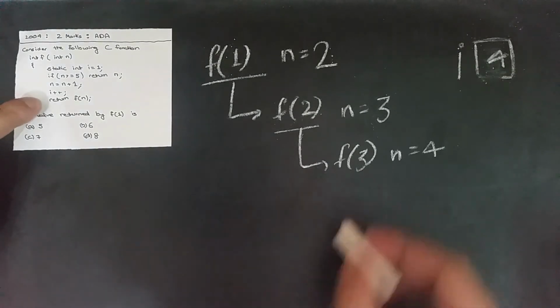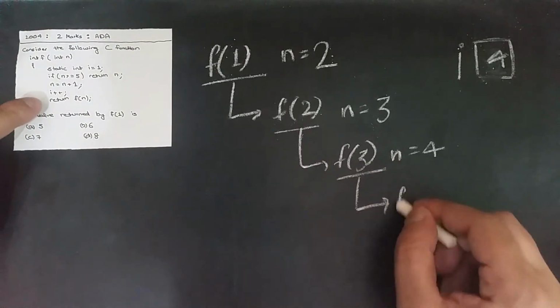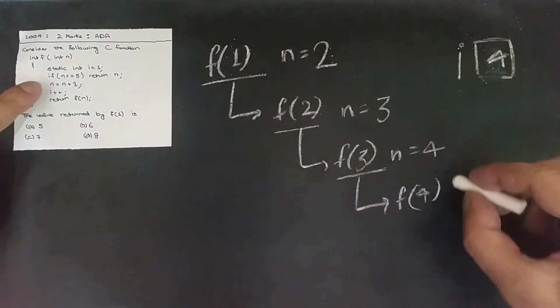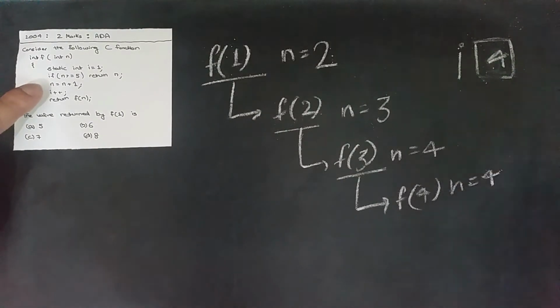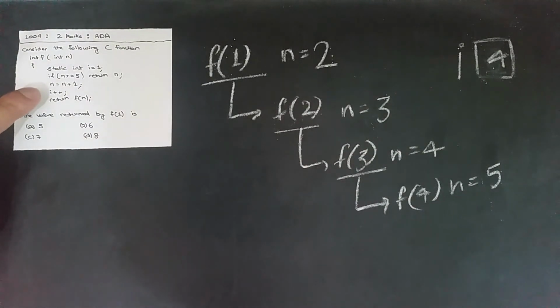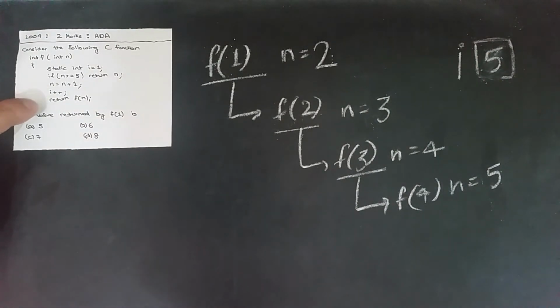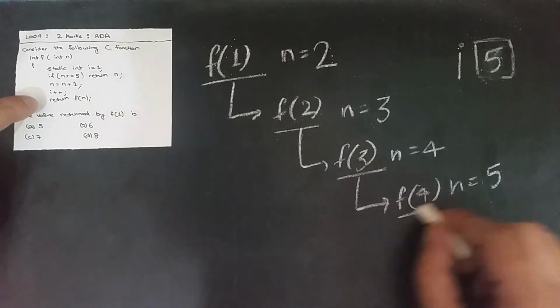and then return fn. So now we'll return f4. Now again from starting, static int I is equal to 1, again ignore. If n is greater than or equal to 5, return n. No, n is only equal to 4, not equal to 5. Now increment n, so n is now incremented to 5. Also incremented I, so I will also be incremented to 5, and then return fn.